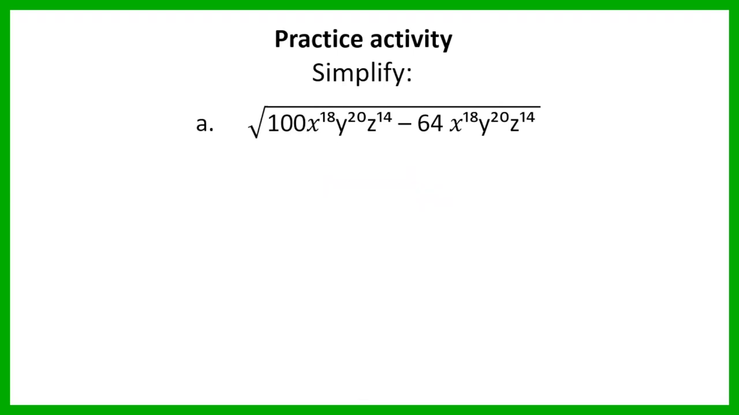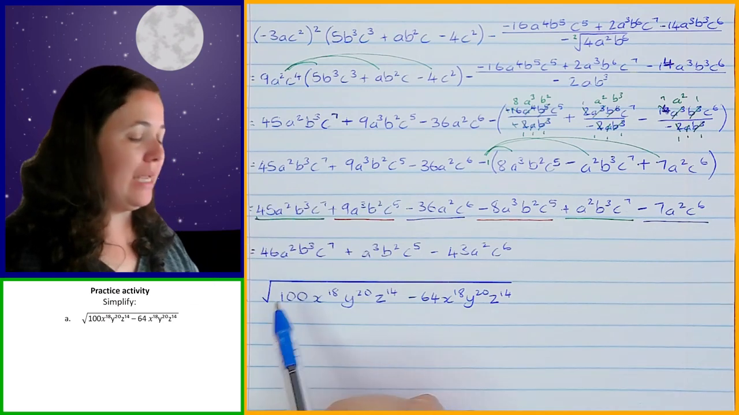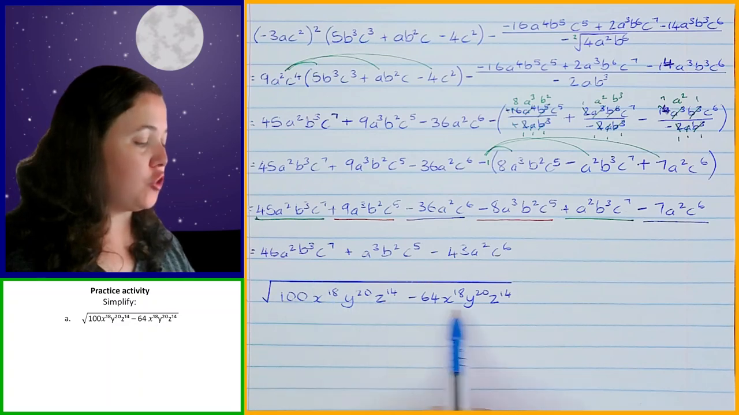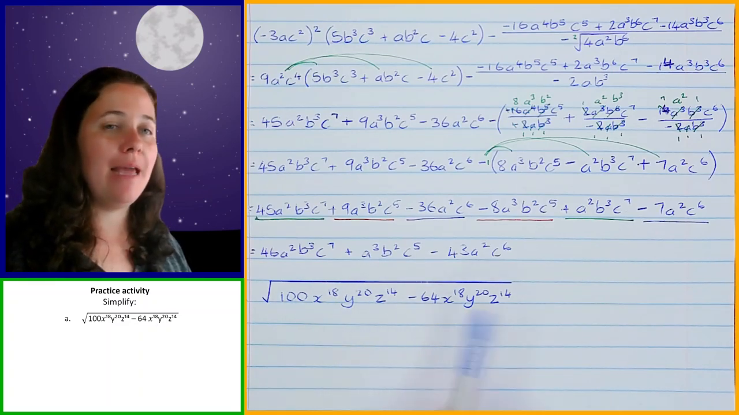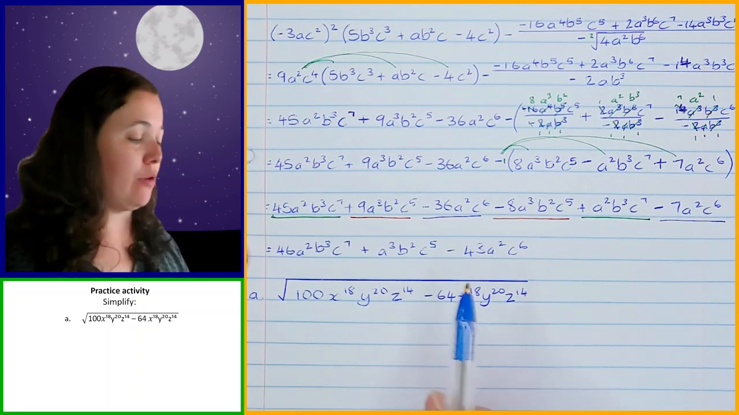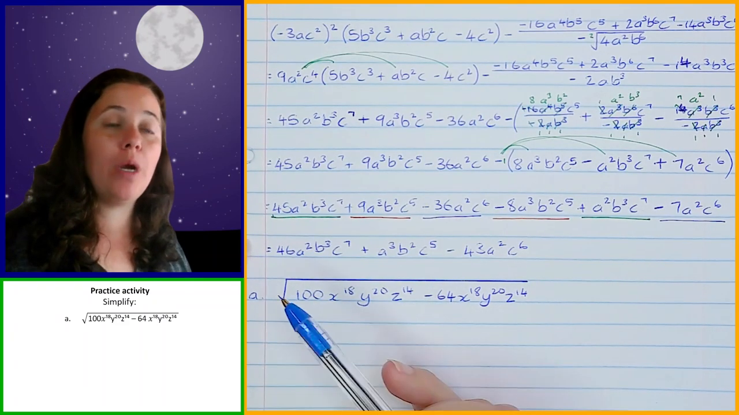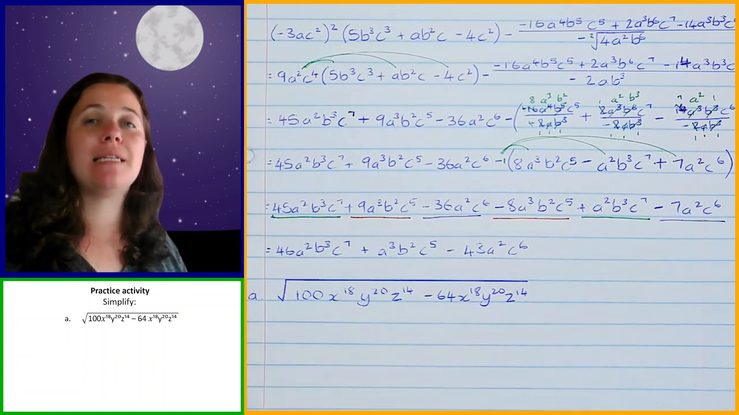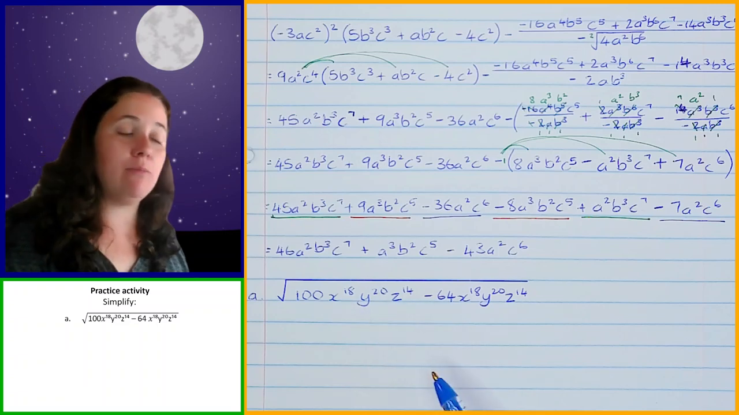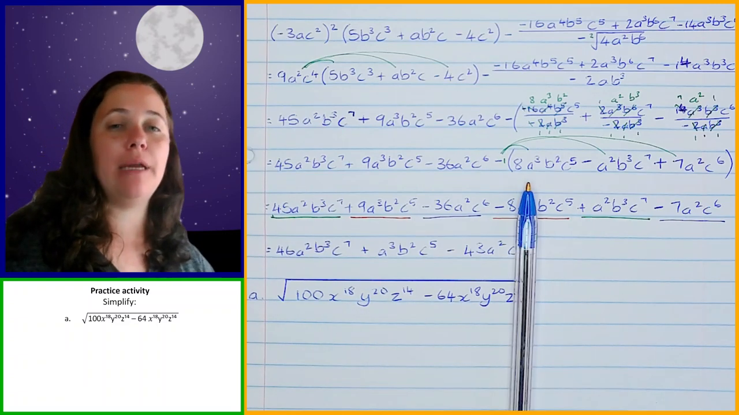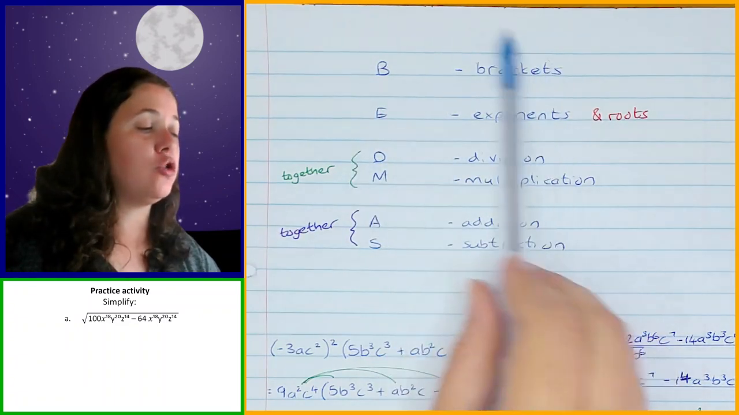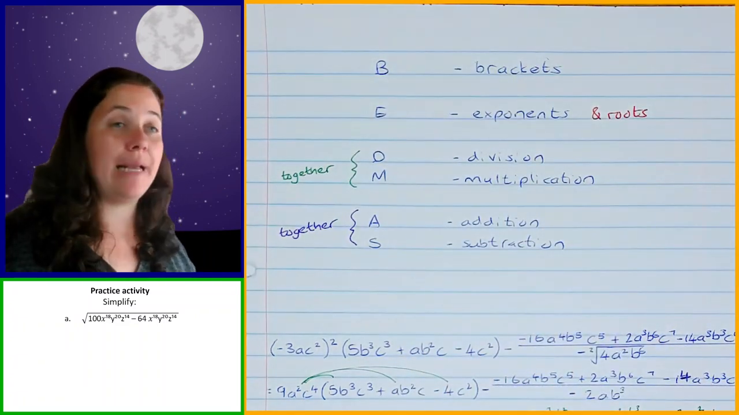Okay, so let's see how that question went. In this question, you've got a square root that contains two terms. If you look at those two terms, they are like terms, which means that we can simplify what is inside the square root. Remember that a square root or any root will act as brackets. So anything inside there that you can simplify will fall into the category of the B over here. So we need to do that first if we can.